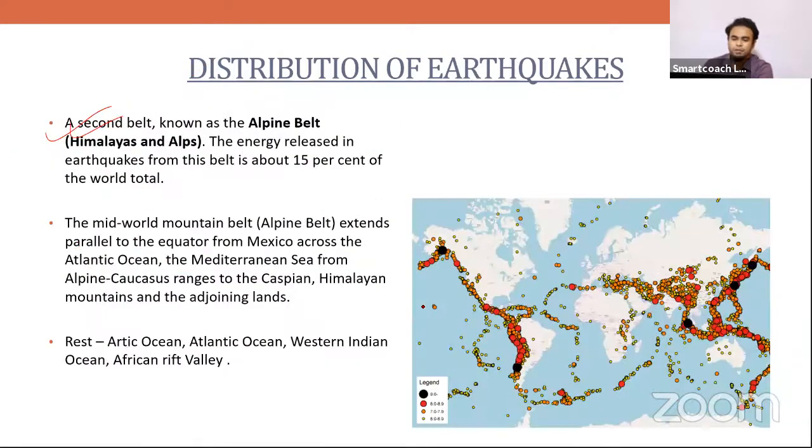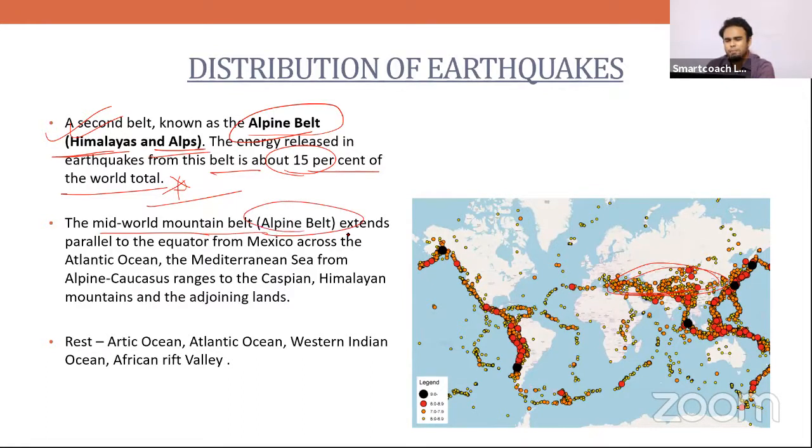Fine. Then if I have to talk about the second belt, it is called the alpine belt, which is the Himalayan and the Alps region. Look into this diagram, this area which I have marked here, this is the alpine belt, and the energy released in the earthquakes from this belt is around 15% of the world's total. All right, fine. Then the mid-world mountain belt, which is your alpine belt, extends parallel to the equator from Mexico across the Atlantic Ocean, the Mediterranean Sea, from the Alpine Caucasus ranges to the Caspian, Himalayan mountains and adjoining lands.